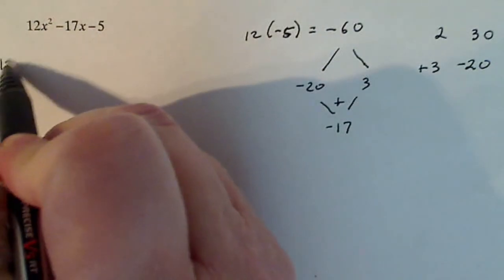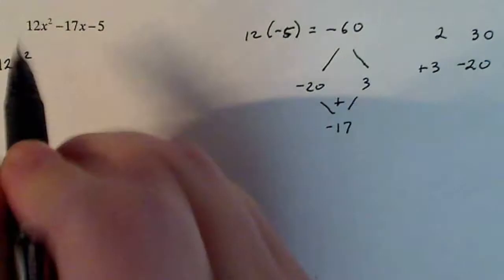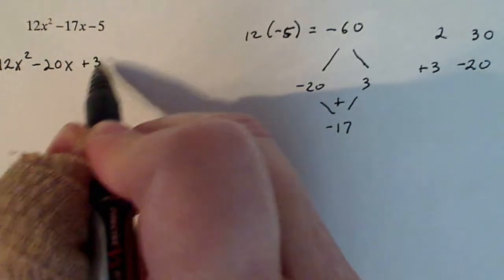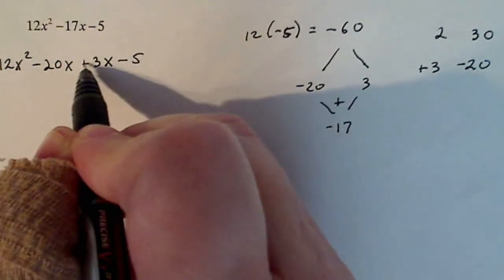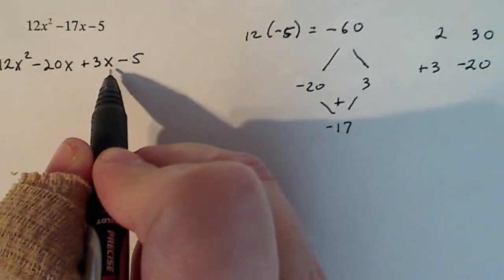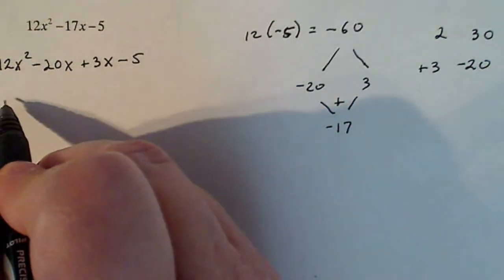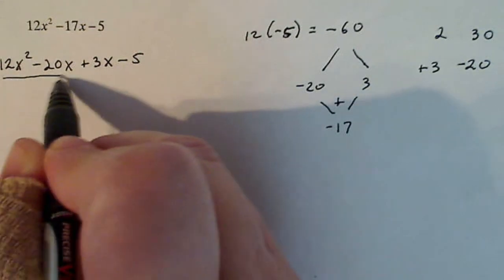So now I'm going to write this as 12x squared minus 20x plus 3x minus 5. And remember, minus 20x plus 3x should equal minus 17x. 12x squared and minus 5 are the same. So I'm going to factor by grouping.